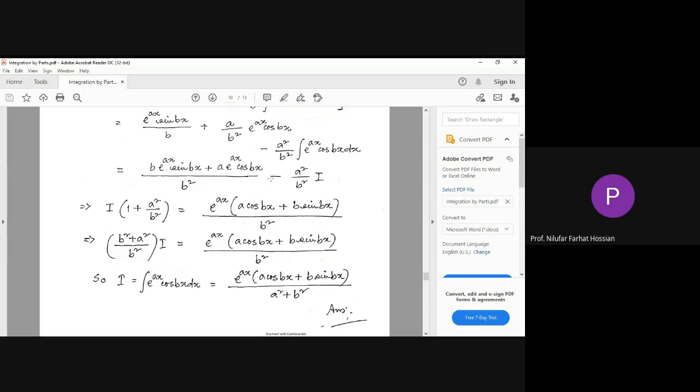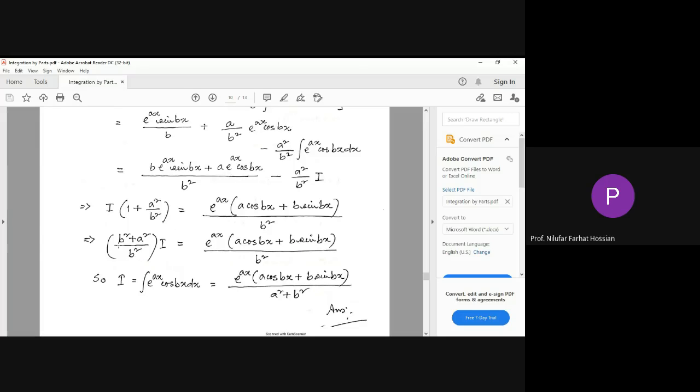So this becomes the left side, and here in the upper part you just take e to the power x common. So e to the power x into it, I am writing this term first, a cos bx plus b sine bx divided by b square. So in the left side you do the sum, it will be b square plus a square, and then in the next step you divide by this whole thing.